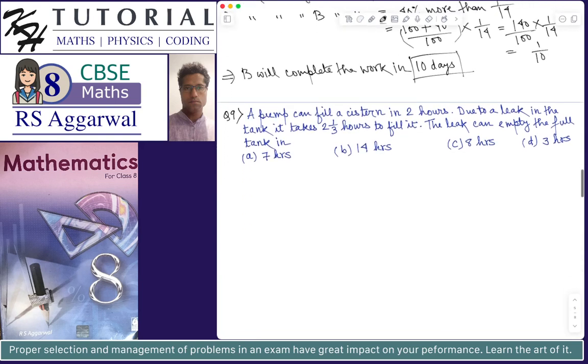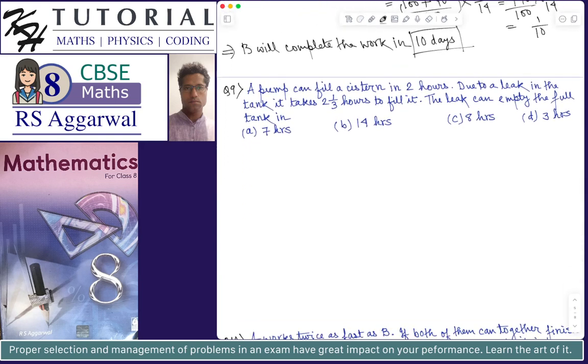Okay. Question number 9. A pump can fill a cistern in 2 hours. Due to a leak in the tank, it takes 2 and 1/3 hours to fill it. The leak can empty the full tank in. We have already solved this problem previously, I mean, from section A. It was a subjective question. Okay, so the leak will act as an outlet, and the pump will act as an inlet.